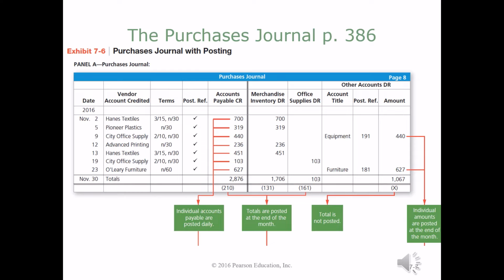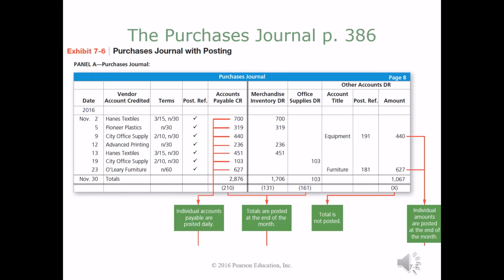But those payables might be for different items. Maybe most often it's for merchandise inventory, but we also could purchase office supplies on account or other items on account. So we have a column for merchandise inventory for debits, a debit column for office supplies, and then we have an other column. Here we have two examples: equipment, that would be a debit account and we're purchasing equipment on account, and we also have furniture that we've purchased on account.